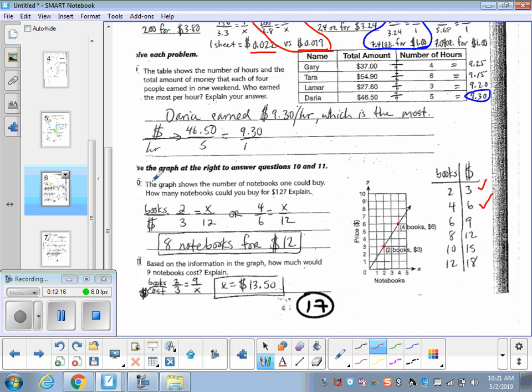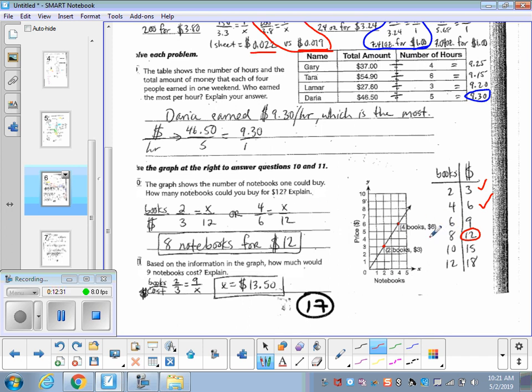Now the first question asks us, how many notebooks could we buy for $12? So over here, I see the $12 would be 8 books. Now I'm going to prove that to you guys with a proportion because that's the whole point of this part of the review.